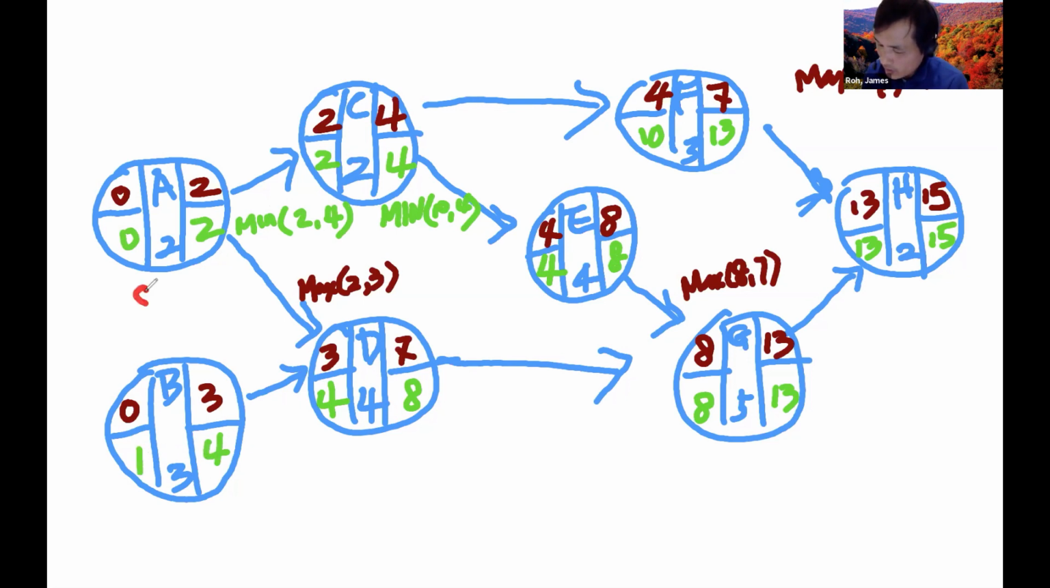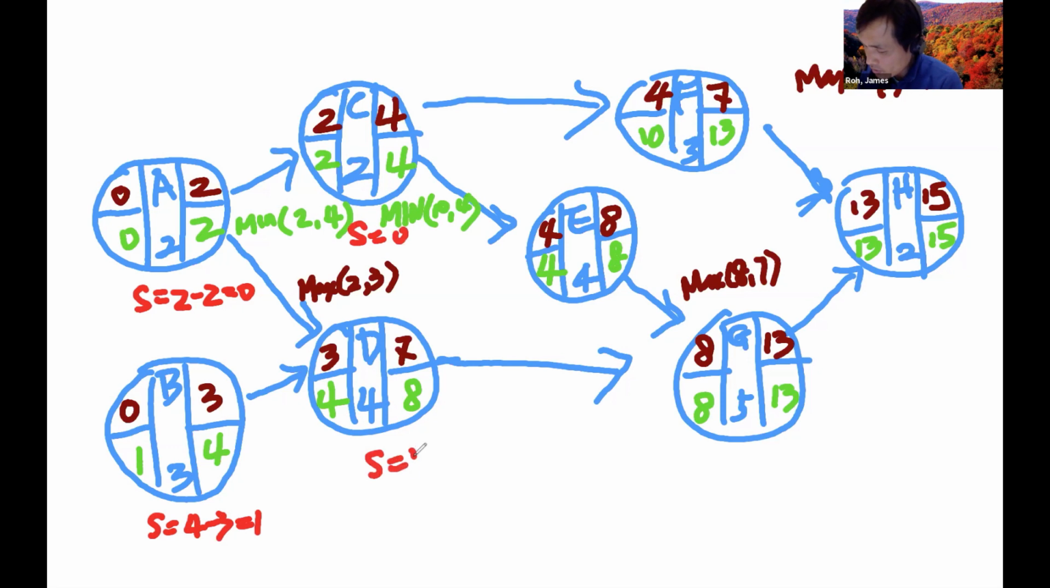So slack is going to be 2 minus 2 equals 0. Slack is 4 minus 3 equals 1. And this one, slack equals 0. This one, slack equals 1. Slack is 0. Slack is 8. Slack is 0. Slack is 0.